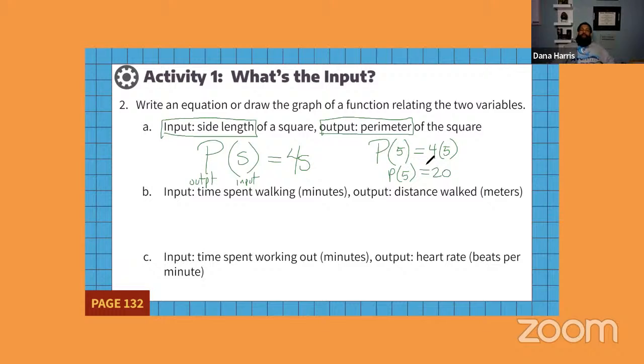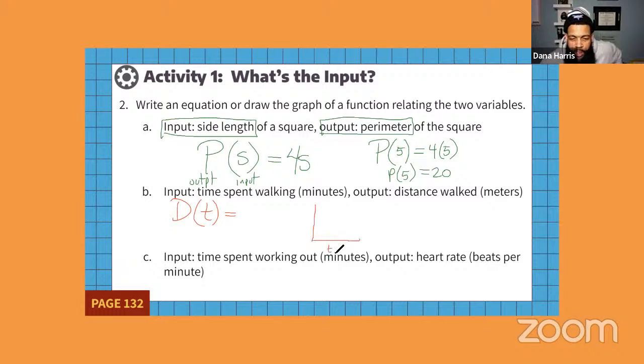And B, let's change the color up. The input is time spent walking in minutes, the output is the distance walked in meters. So the distance you walked is based on the time that you've been walking, right? Yes, you're right. So we can say D, distance, is a function of time. Now we don't have a formula for this. So we could simply say D of T, but we could draw a graph.